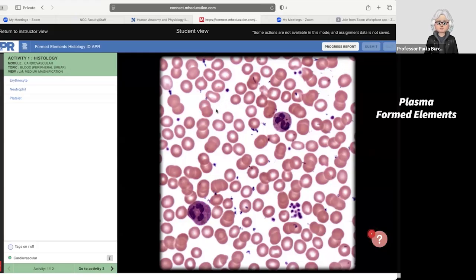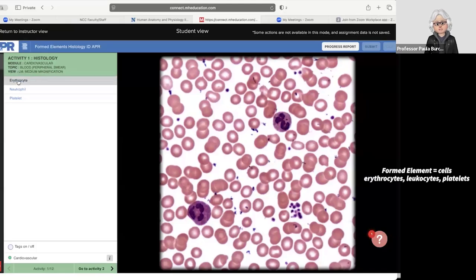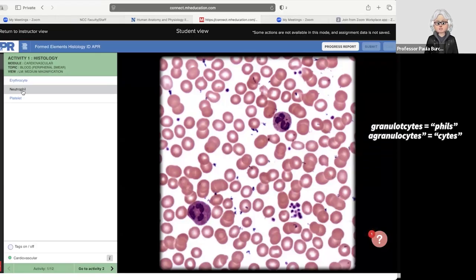So that's the background. You're going to have a variety of things dissolved in the plasma, and you can look at the lecture material in your textbook to find out more about it. The formed elements are the cells, and they consist of erythrocytes, which is another name for red blood cells. You'll also have leukocytes, which are your white blood cells, and you will be learning 5 different types of leukocytes. You'll have to be able to identify them, tell me what their function is, and whether they are what we call a granular or an agranular cell type. I'll talk about that in just a minute.